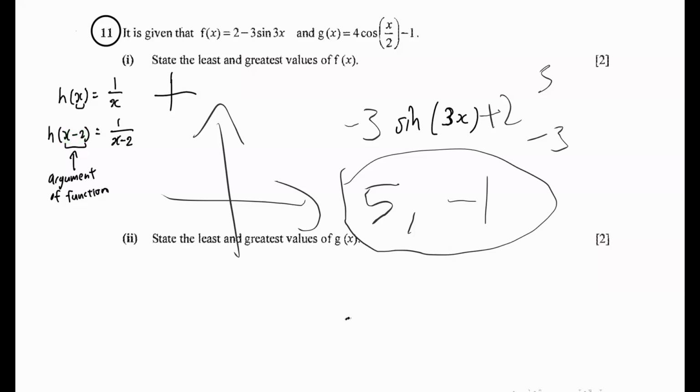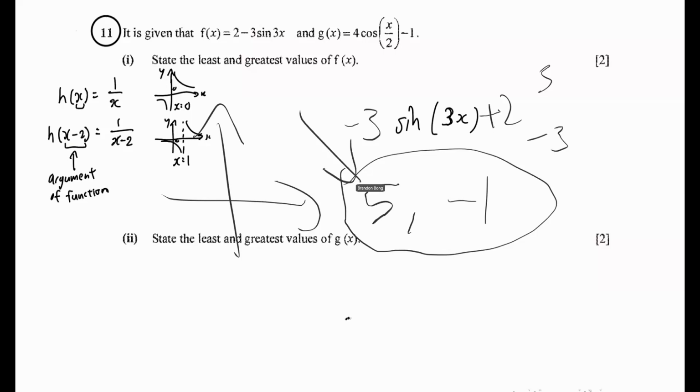So just a quick sketch of this graph. 1 over x looks like this, whereas 1 over x minus 2 looks something like this. Vertical asymptote x equal to 2 versus vertical asymptote x equal to 0. Y-axis, x-axis, origin, y-axis, x-axis, origin.